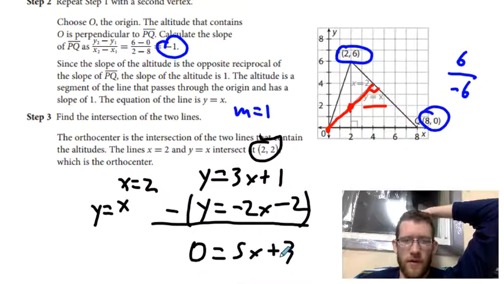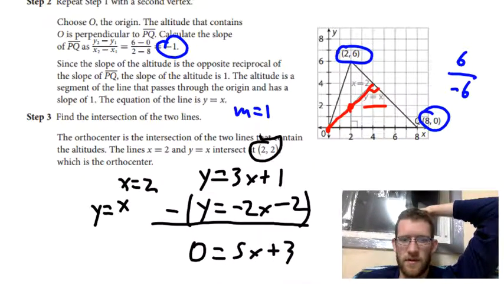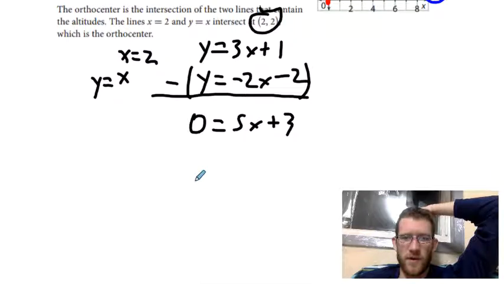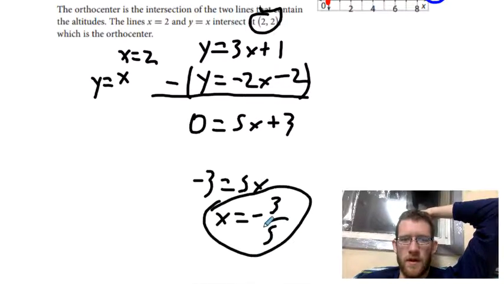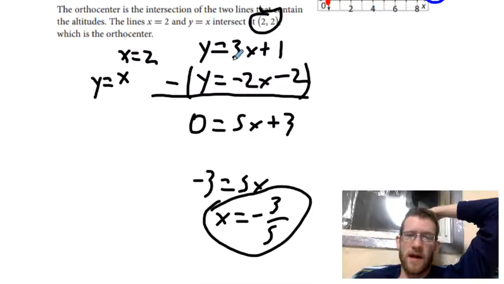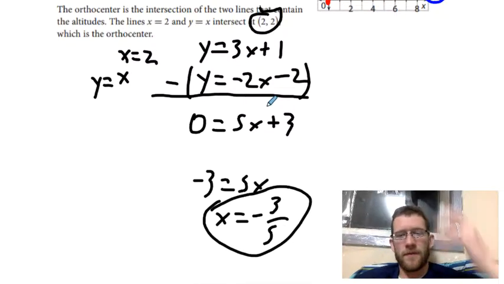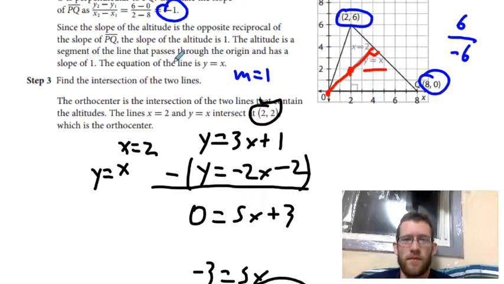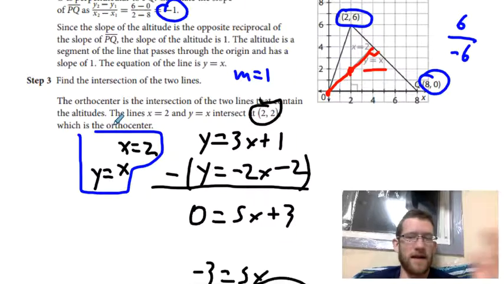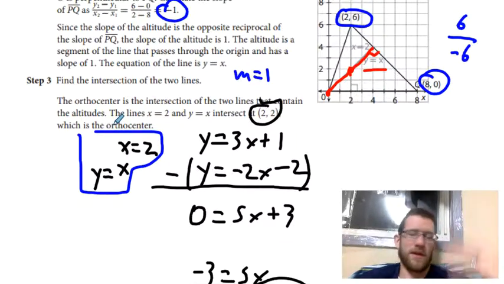So therefore, we can solve for x. Subtract 3 from both sides, negative 3 equals 5x, and x equals negative 3 over 5. So we could solve for x doing that, and then we'd plug it back in to find y for either equation. That's if it comes up complicated. Usually it'll come up much more simple. We'll get something like this, where x is equal to a value or y is equal to a value, and then we just go from there and plug it in.